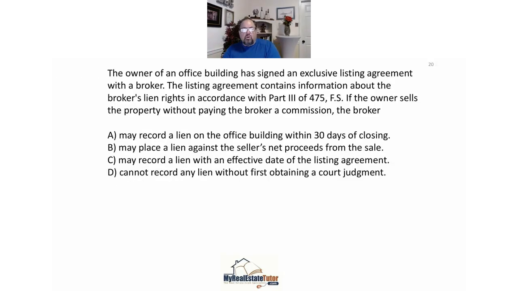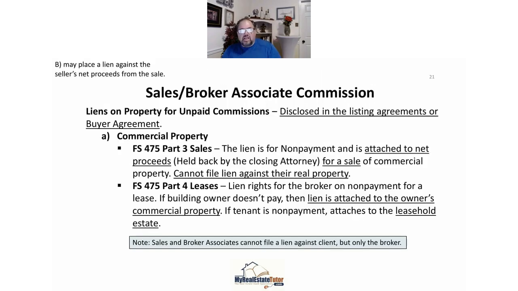So if you go back and look at the question, it talks about if the owner sells the property without paying the broker commission, what can the broker do? And the answer is B, place a lien against the seller's net proceeds of the sale. If you look at A, bullet 1, we're talking about sales. That's the Florida statute licensing law a broker can use on a commercial sale, not a lease. Part 3 deals with sales. So if they sell a commercial building and the broker is not paid a commission, the lien is for non-payment and it's attached to the net proceeds. In other words, it's going to be held back by the closing attorney for the sale of commercial property.